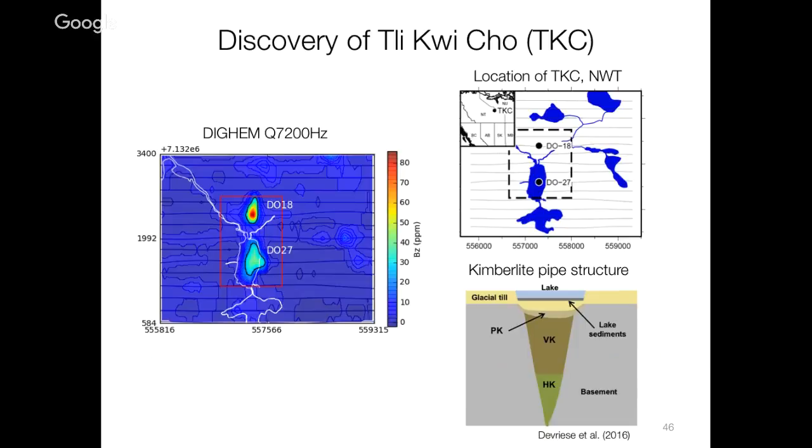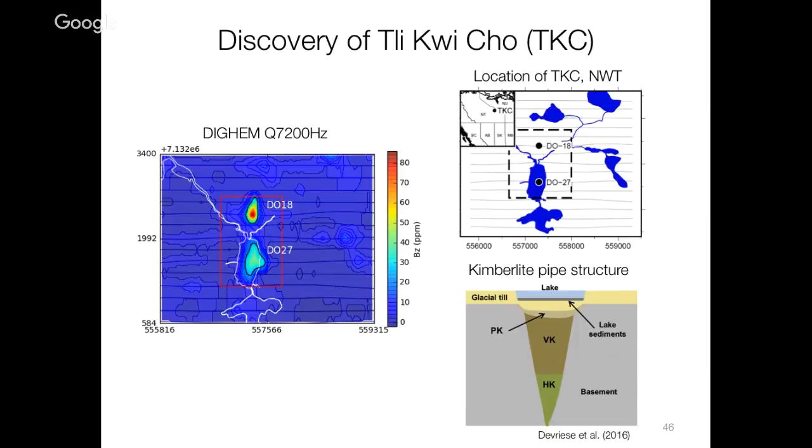So electromagnetically, well, first of all, this is the area. It's Tli Kwi Cho. We'll just shorten it to TKC. It's sitting up here. So here's British Columbia, so Vancouver's down here. Next province over is Alberta and Saskatchewan. TKC is up here in what's called the Northwest Territories in Canada.